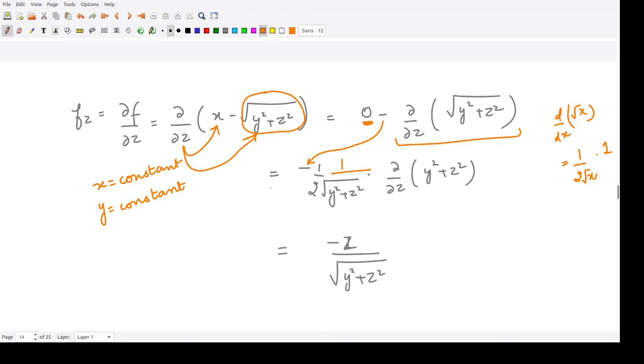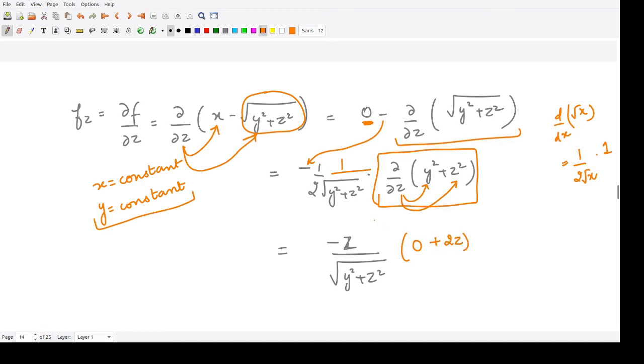So here also we have performed the derivative of this power term, and then we are calculating the partial derivative of this inner term. How do you calculate its partial derivative? Firstly we will calculate for this y square. Now y square, because y is constant, its square would also be constant, so this term would be 0, and then the partial derivative of z square with respect to z would be 2z.